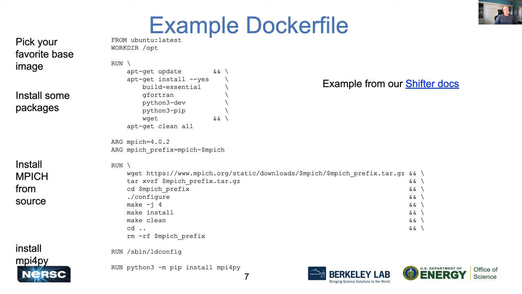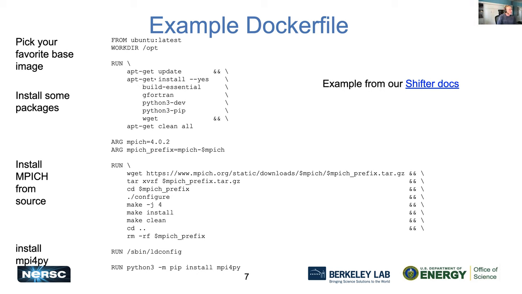Here's what a Dockerfile looks like. I said it's plain text, human readable. I pulled this one straight out of our Shifter docs page. If you go to our how to use Shifter page, this is the example you're going to see. So what's going on in this Dockerfile? You're saying, I want to start from an image that already has the Ubuntu operating system installed. This is awesome. I don't know if any of you have installed or really enjoy installing Ubuntu, but it's nice to be able to just grab something and start to build on top.